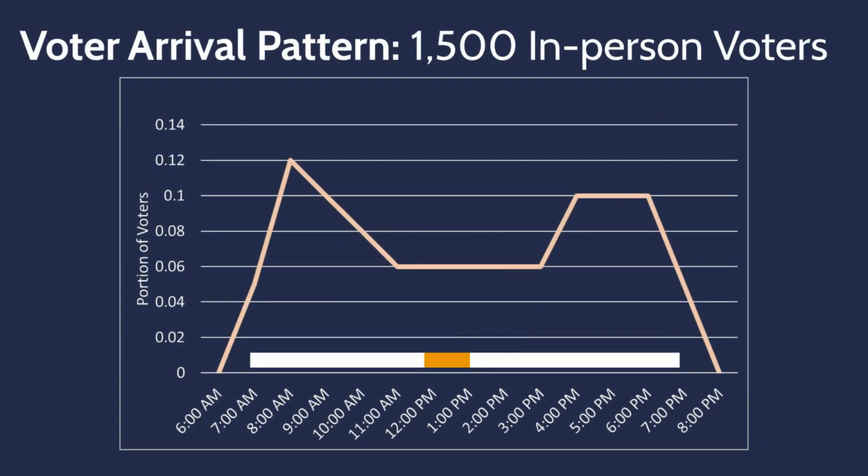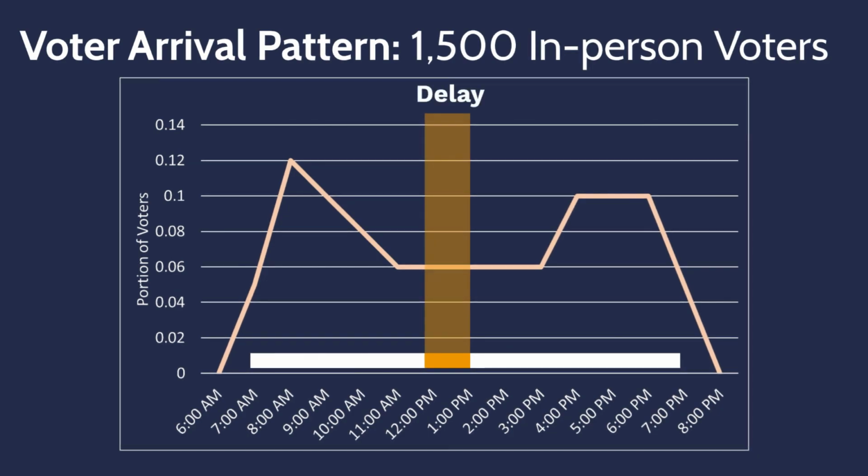We assume that approximately 1,500 voters arrive at the polling location following a pattern on screen, with a large number of arrivals in the morning, a decrease in arrivals in the early afternoon, and a large number of arrivals in the late afternoon. To represent a temporary shutdown, voting processes halt for 1 hour at the time of delay prior to reopening. The timeline on screen demonstrates a temporary shutdown occurring at noon, or 12 p.m., and lasting until 1 p.m.